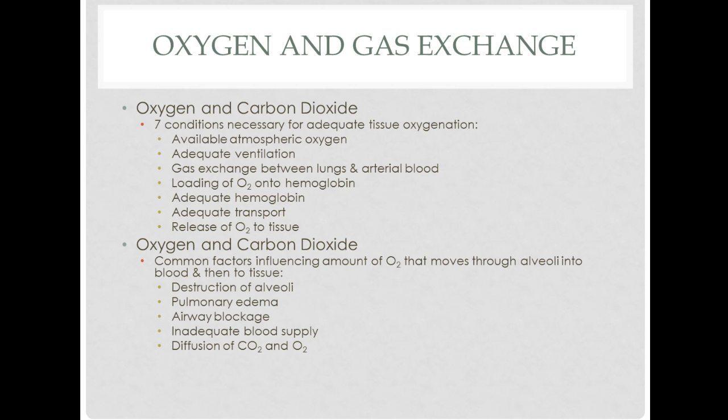And then we have some factors that can affect the amount of O2 as that moves through the alveoli to the blood and then the tissue. Sometimes there's destruction of alveoli, like with smoking. You can have pulmonary edema, where there's a lot of fluid buildup around the lungs, an airway blockage, an inadequate blood supply, or problems with diffusion of CO2 and oxygen.